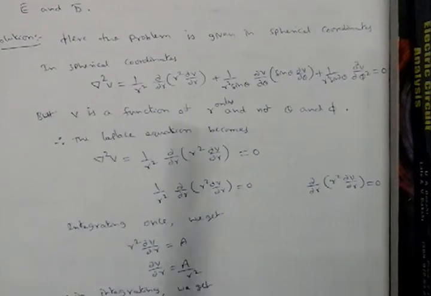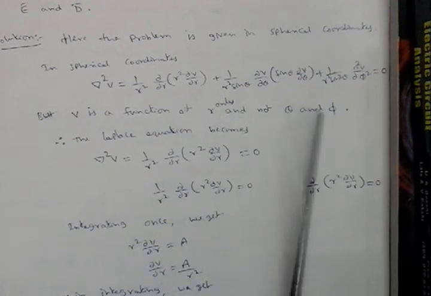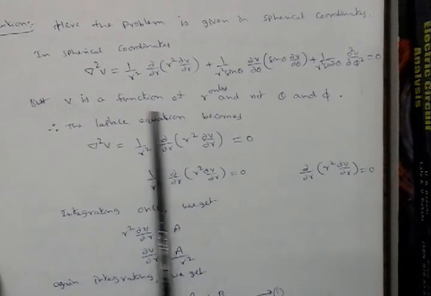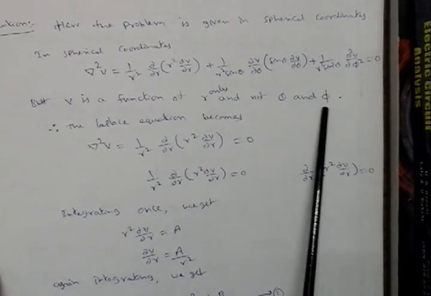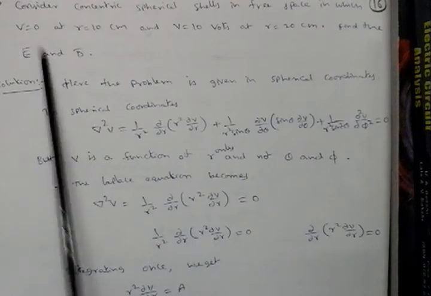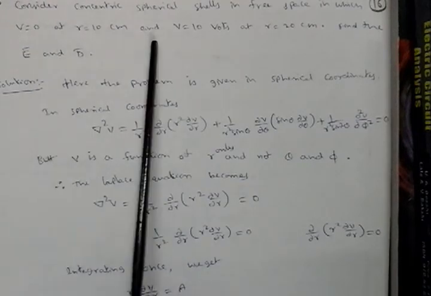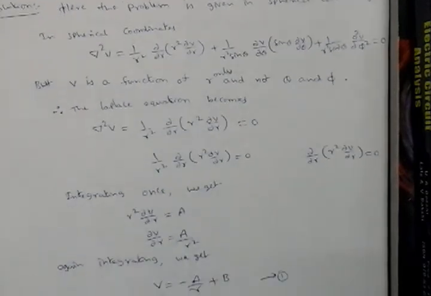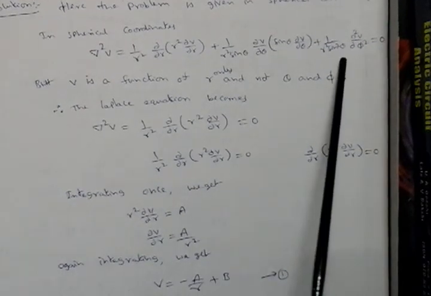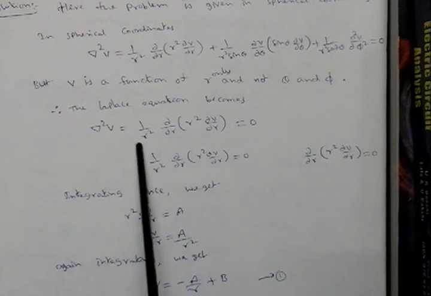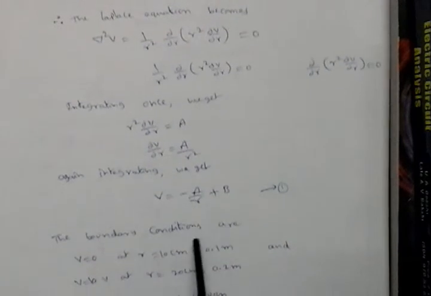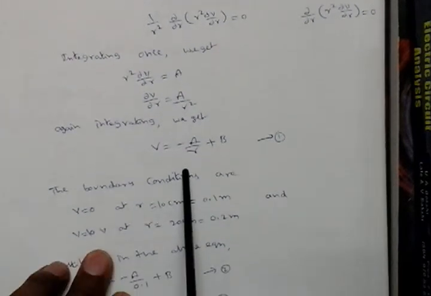Now let's see here. The problem is given in spherical coordinates. So write down the complete spherical coordinate formula equal to 0, that is called the Laplace equation. In this case, V is the function of what? R only, and not a function of theta and phi, which means the potential is varying with respect to R only. So the second term and third term are neglected. Then write down del square V is equal to this value and take the double integration. Finally, we will get the V expression: V is equal to minus A by R plus B.